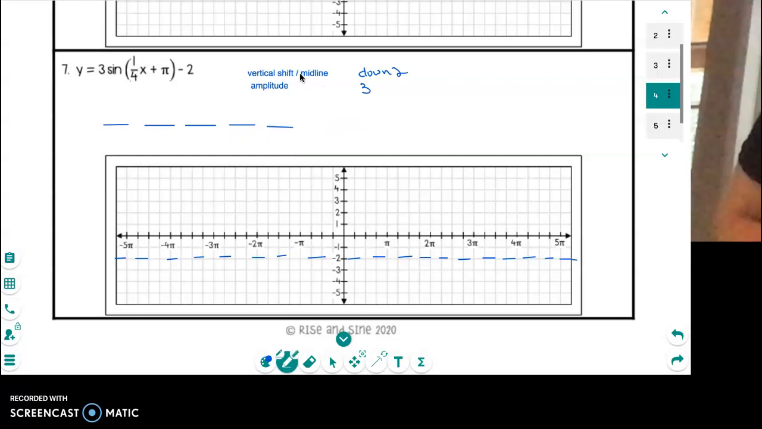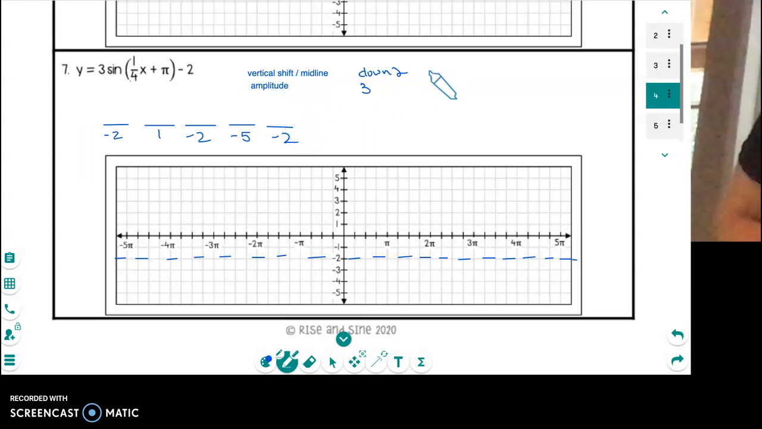Okay, so we know that all of the midpoints now have gone down 2, so they're going to be at -2. And we actually know that the amplitude is 3, so the maximum is going to be 3 up from there, which would be 1. The minimum is going to be 3 down from there, which would be -5. So we already have the function values, which you can determine from the vertical shift and the amplitude.